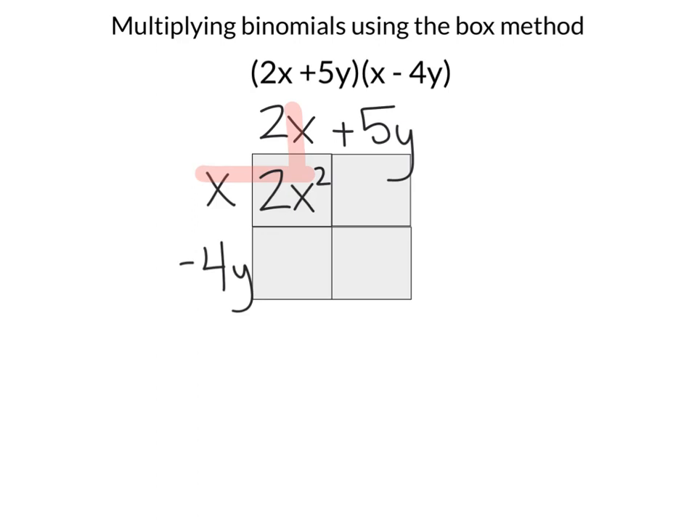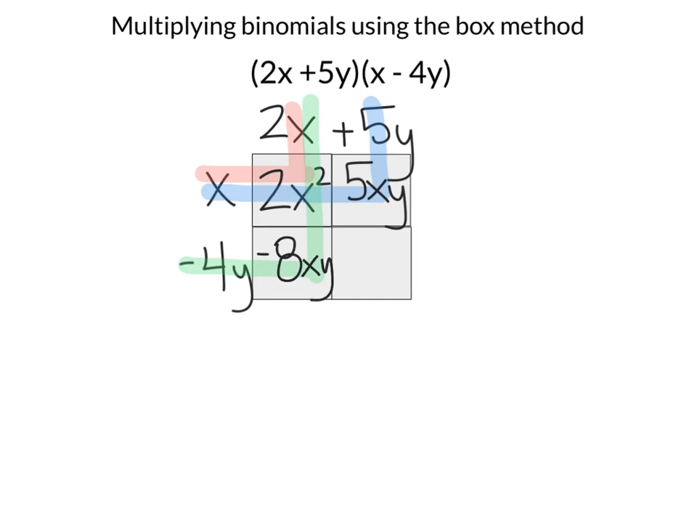I'll move over to the right. Here I am multiplying 5y times x, so that is going to give me 5xy. Then I'm going to move down to my bottom left corner. Here I am multiplying 2x times negative 4y. So I multiply the coefficients. 2 times negative 4 is negative 8. And then I multiply the variables, so I have an xy.